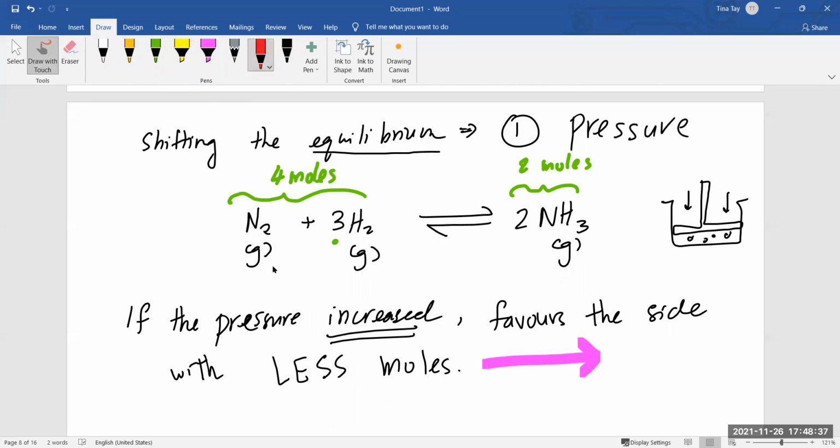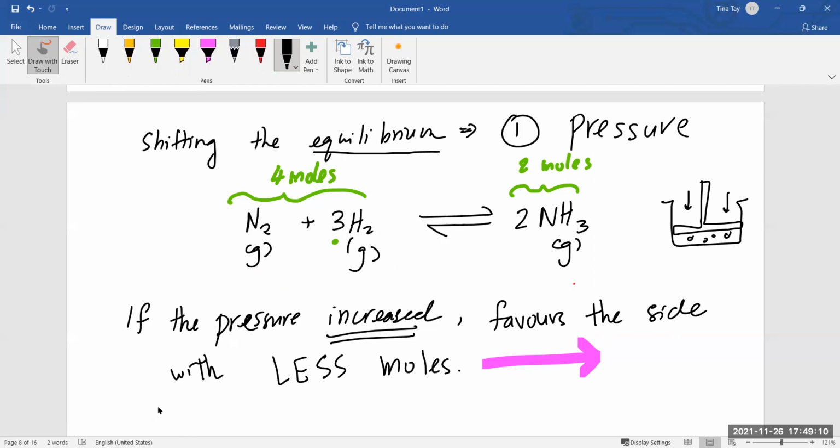That means maybe just now without high pressure, it's 25, 25, and 50%. Now you increase the pressure. It became 70%, 15%, 15%. Can you understand? That means to become more of this. Okay? Guys, you understand what I'm saying? Yeah. So it favors the side with less moles.